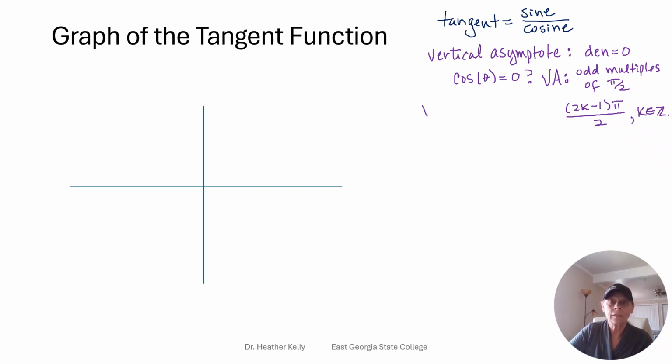Specifically, our VAs for one period of the tangent function are going to be x is equal to negative pi over 2 and x is equal to pi over 2. These are the regular ones. When we're going to graph something, we often want to show the origin, right? And so in most cases, we graph that first period of tangent between negative pi over 2 and pi over 2 and then continue up the x-axis in the positive direction to do the second period, third period, and so forth.